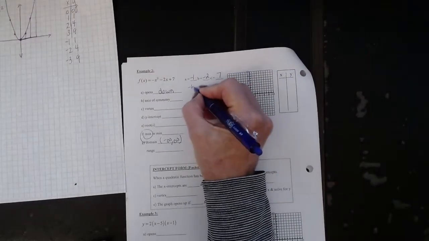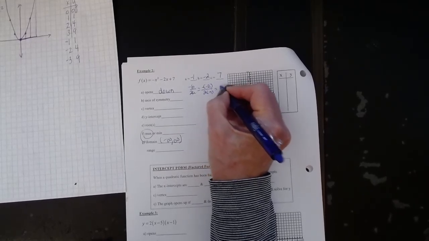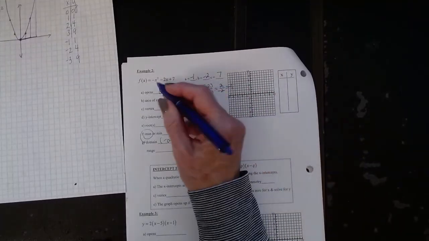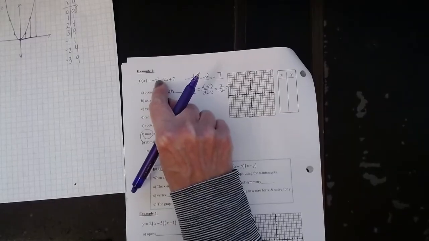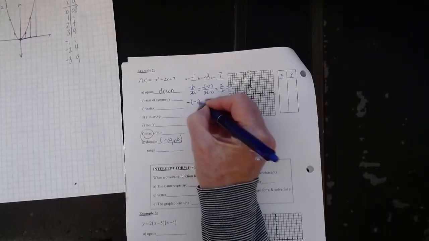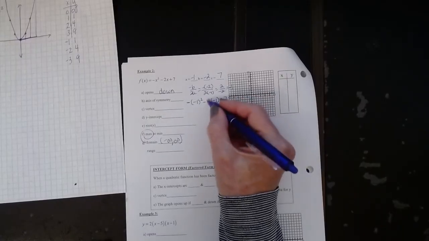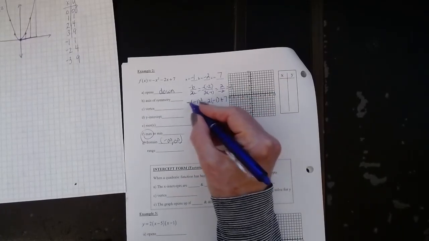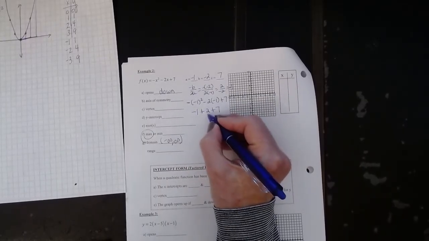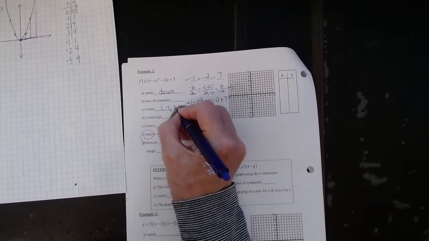So my vertex, negative b over 2a, it's the negative of negative 2 over 2 times negative 1. So 2 over negative 2 gives me negative 1. Plug in that negative 1. Now notice the only thing squared here is the negative 1, not the negative out front. So I'm going to have a negative of negative 1 squared minus 2 times negative 1 plus 7. Negative 1 squared is 1. 1 times a negative is negative 1. Positive 2 plus 7. Negative 1 plus 2 is 1. 1 plus 7 is 8. So my vertex is negative 1, 8.